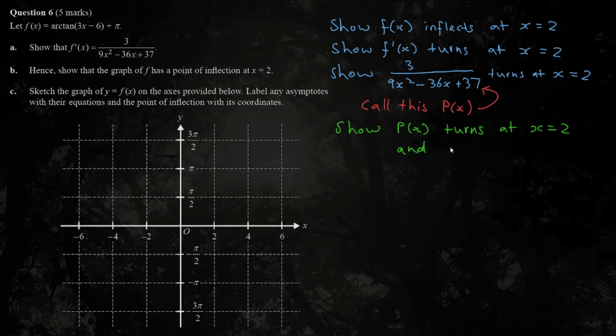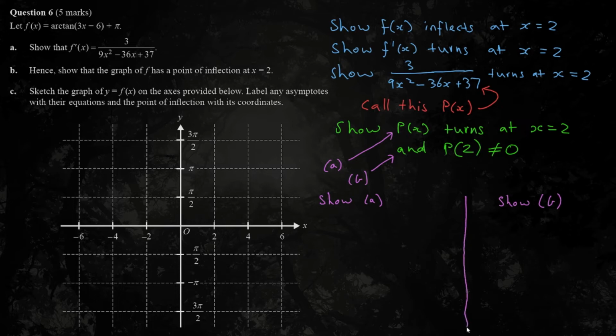and that p of x equals 2, or p of 2, let's say, is not 0. Let's call this top statement A, and we'll call the next one B. Okay, so let's break into two columns. Here I'm going to show A, and over here I'll show B. You don't have to use a two-column approach, but I think it's convenient here.